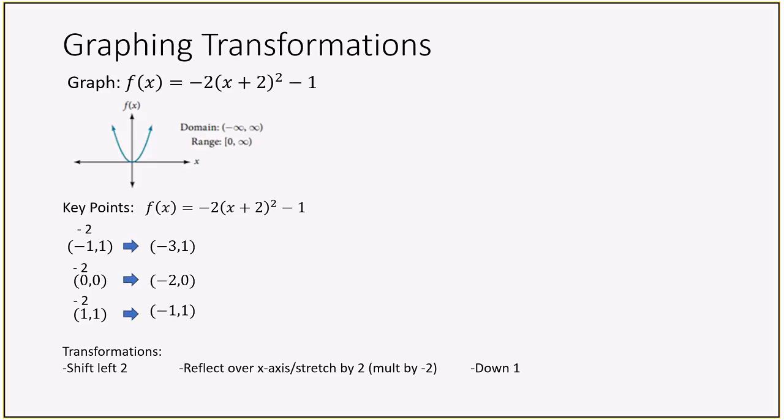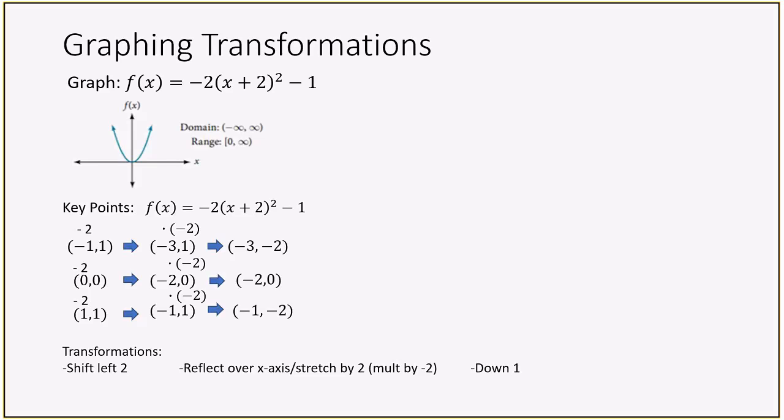My next transformation, I'm going to multiply all of my y values by -2. My first point is going to become (-3, -2). Second point is going to become (-2, 0), and third point is going to be (-1, -2). Now you might be thinking, that's weird, why did the second value not change? Well, the y value is 0. You multiply anything by 0, you get 0. So that's perfectly fine. And then my last transformation is I'm moving down 1.